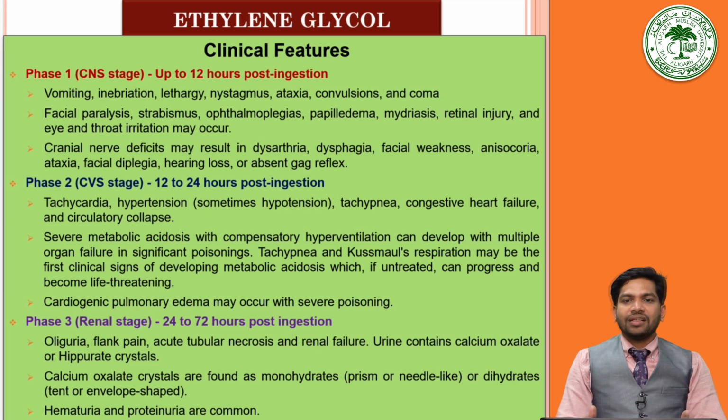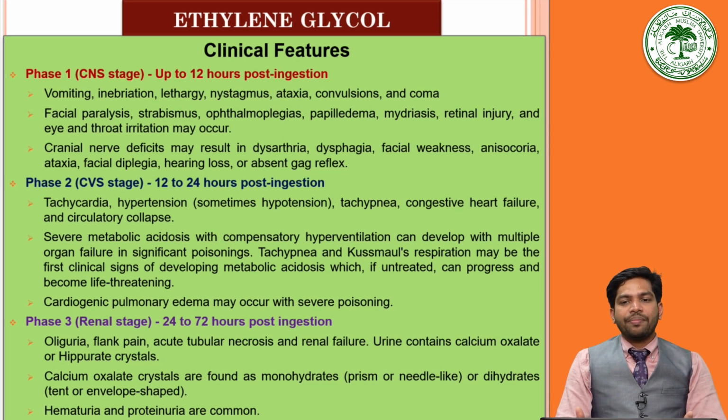Then phase 2, the cardiovascular stage, occurs between 12 to 24 hours post ingestion of ethylene glycol. The patient presents with tachycardia, hypertension, sometimes hypotension also, tachypnea, congestive heart failure, and circulatory collapse. Severe metabolic acidosis with compensatory hyperventilation can develop with multiple organ failures in significant poisoning. Tachypnea and Kussmaul's respiration may be the first clinical signs of developing metabolic acidosis, which if untreated can progress and become life-threatening.